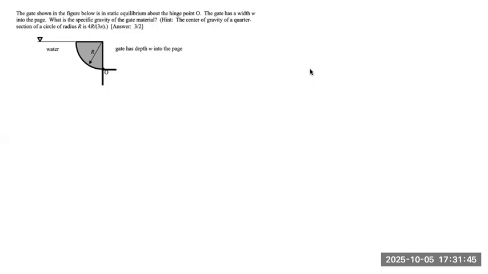Today we're going to work through this problem of fluid mechanics, and we're going to read through the problem first. The gate shown in the figure below is in static equilibrium about the hinge point O. The gate has a width W into the page. What is the specific gravity of the gate material? Hint, the center of gravity of a quarter section of a circle of radius r is 4r over 3 pi.